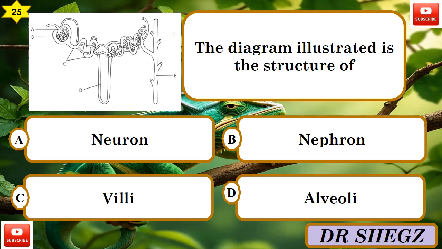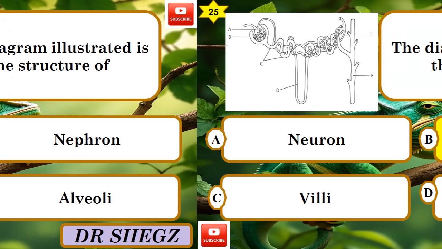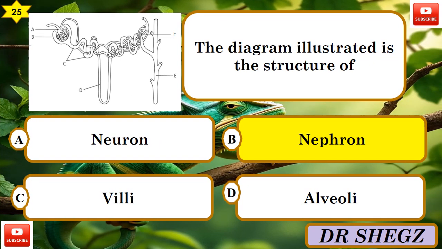The diagram illustrated is the structure of what? I just mentioned it, that is the course of the urinary tubule, which of course is the nephron, the structural and functional unit of the kidney, and this is what the nephron looks like.